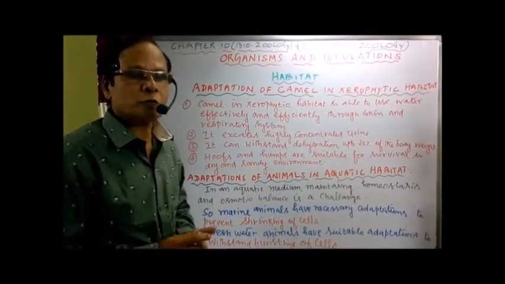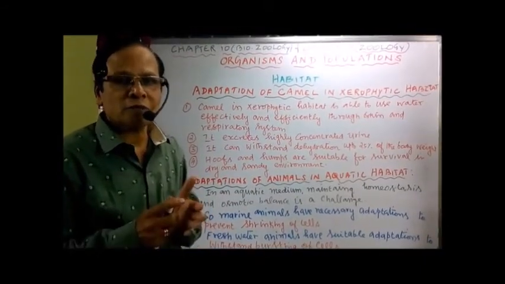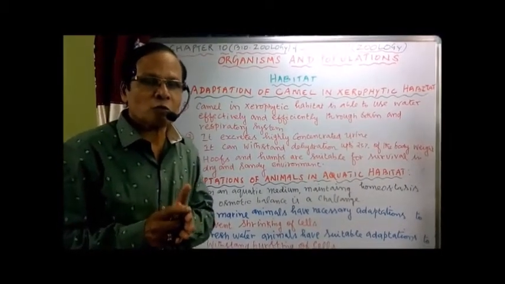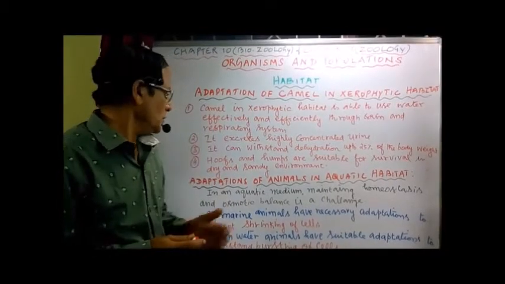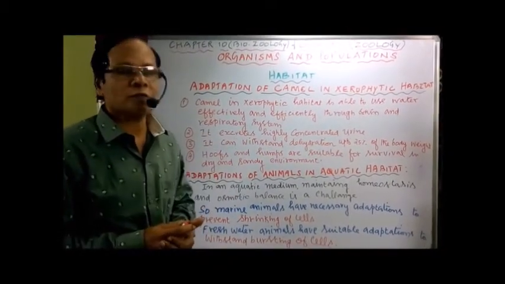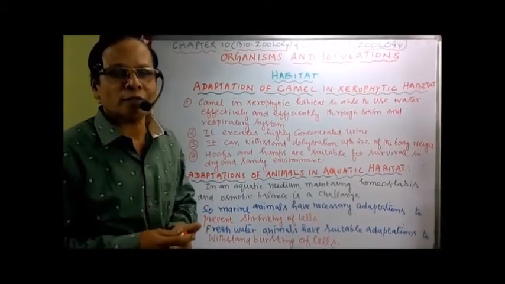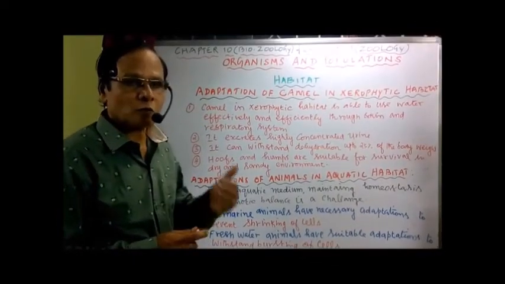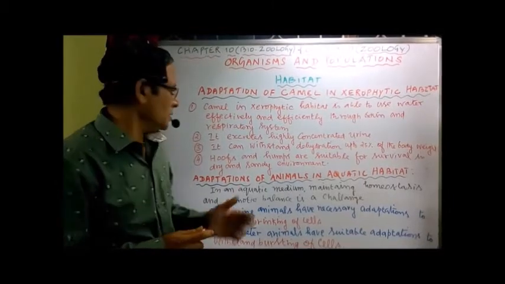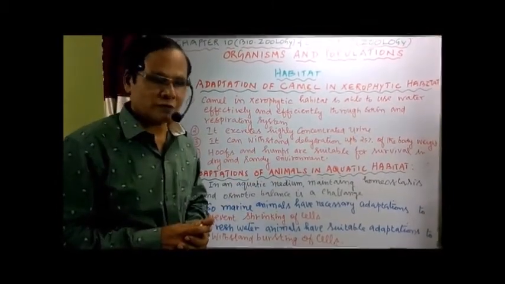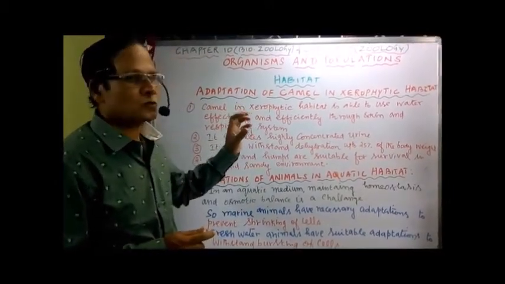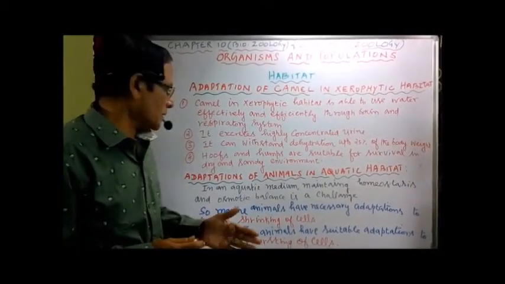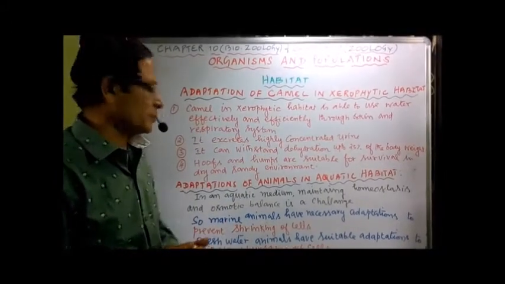The animal has hooves and humps. Humps are mainly concerned with the storage of fat. The fat is also indirectly storing water, metabolic water. So hooves and humps are suitable for survival in the sandy environment. In the desert, the dry and sandy environment, hooves are for walking on dry sand, and humps are for storage of fat. These are some of the adaptations we are taking with reference to the camel in a xerophytic habitat. What about the adaptations in the case of aquatic animals?